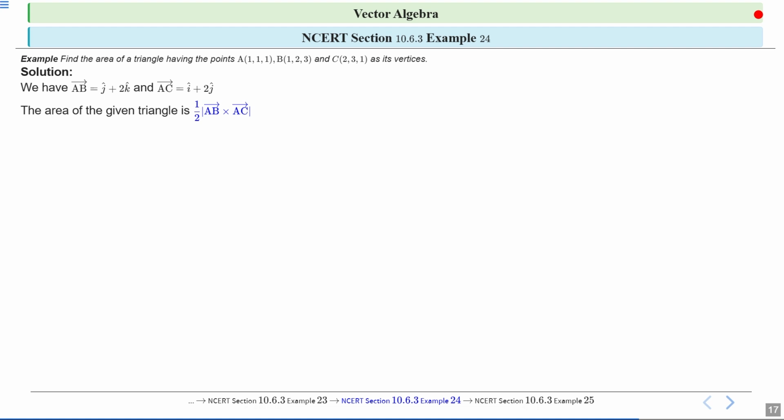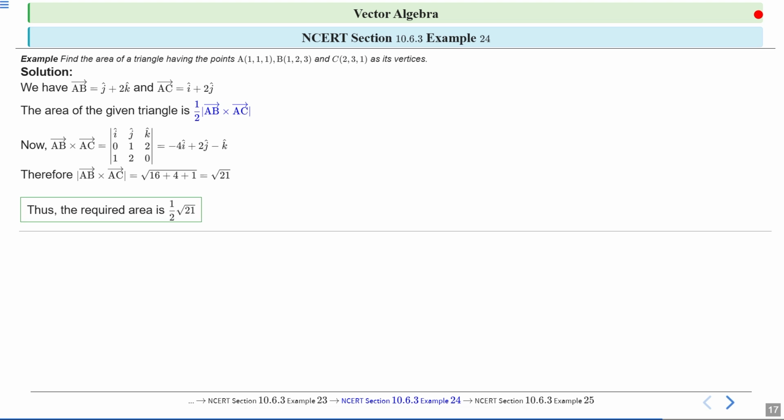So the area of the given triangle is basically 1 by 2 into magnitude of AB vector cross AC vector, right? Now AB vector cross AC vector is equal to the determinant of i cap, j cap, k cap, 0, 1, 2 and 1, 2, 0, which after solving we will get minus 4 i cap plus 2 j cap minus k cap, right? Therefore, magnitude of AB vector cross AC vector will be equal to root over 16 plus 4 plus 1, which is equal to root 21. Thus, the required area will be 1 by 2 square root of 21, right?